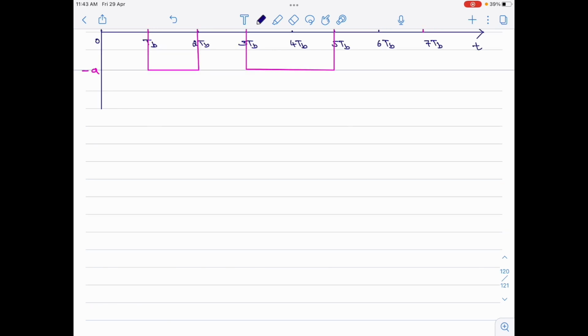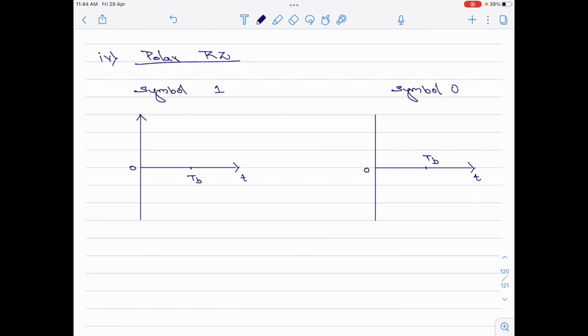Let me now move on to polar return to 0 signaling scheme, which is our fourth part of the question. Right. In polar return to 0, for representing symbol 1, we transmit a rectangular pulse of amplitude A but duration TB by 2, and for the rest of the bit duration, we transmit 0. So, it would look like this.